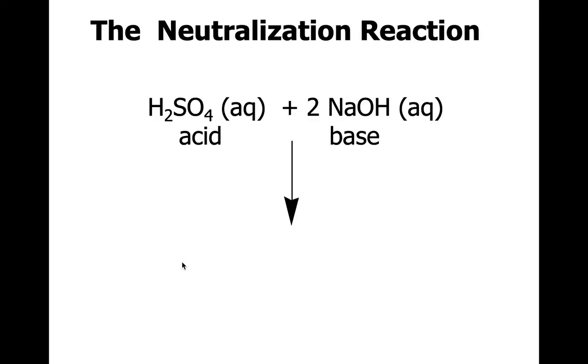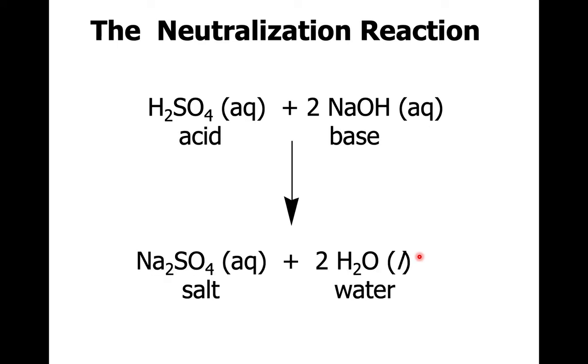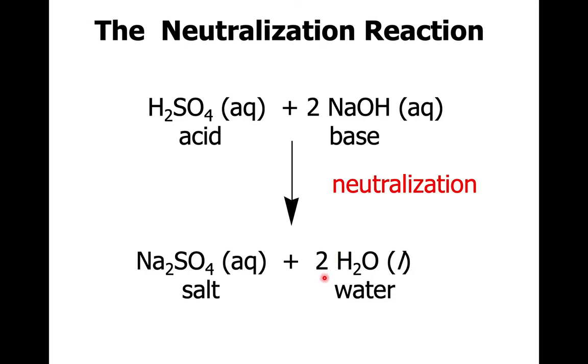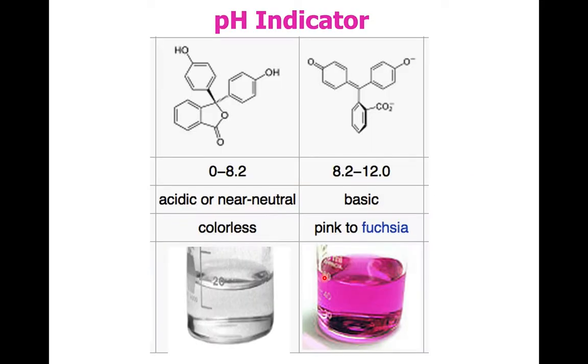Here's the reaction that we're going to be looking at this week, the neutralization reaction between sulfuric acid and sodium hydroxide. Since sulfuric acid contains 2 protons, it requires 2 equivalents of sodium hydroxide base in order to be completely neutralized. In the neutralization reaction, we get 1 equivalent of sodium sulfate dissolved in the solution and 2 moles of water. The process that happens during this reaction is referred to as neutralization.